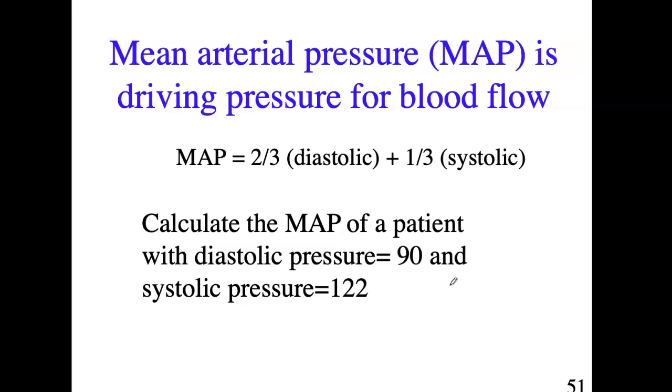So I'm going to take the 90 and multiply that by 2 and divide by 3, and added to the systolic, I'm going to take a third of the systolic, so I'm going to divide 122 by 3. So by plugging those two values into the formula, you would get your answer. I'm not going to tell you what it is.